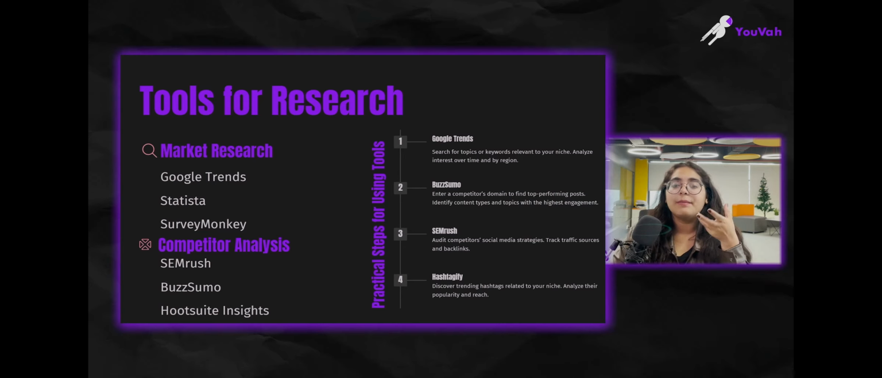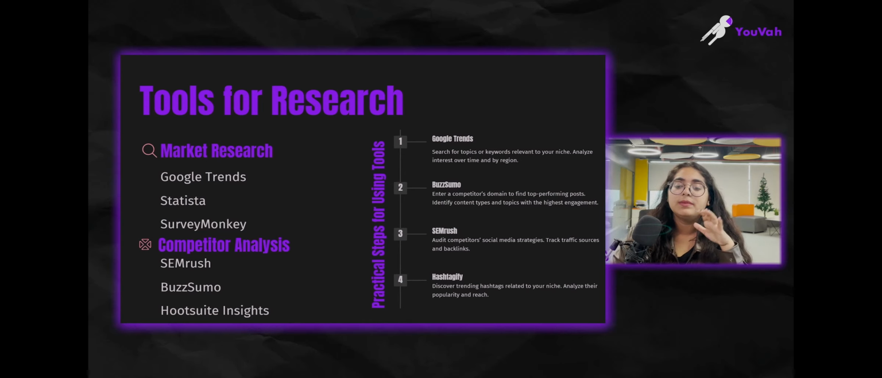Then comes SEMrush. In SEMrush, you analyze your competitors, right? It could be on a social basis as well, it could be on a traffic and backlinks basis as well. Whenever you enter your competitors' details and do an audit, you will be able to see all the backlinks that have been created by them, all the traffic sources, and the keywords that have been listed. Everything will be detailed and displayed to you, right?